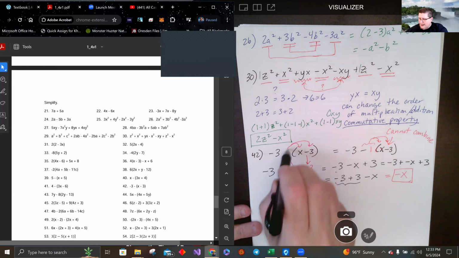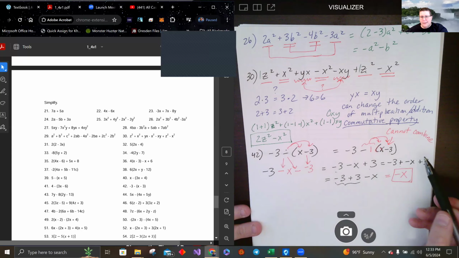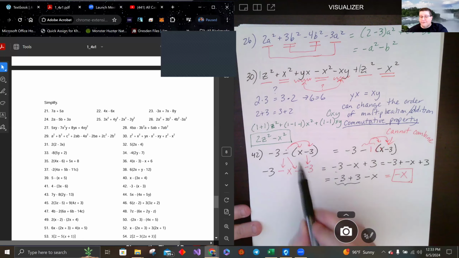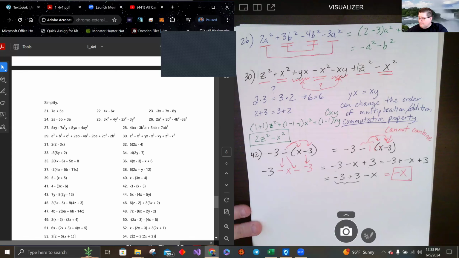Also, pay very, very close attention to the negative in front of a parentheses. It distributes to everything, and it may change signs. Students remember a lot to do it on the first one. They often forget to apply it to the second one. It's got to go to everything on the inside.